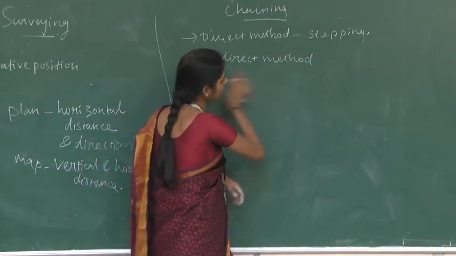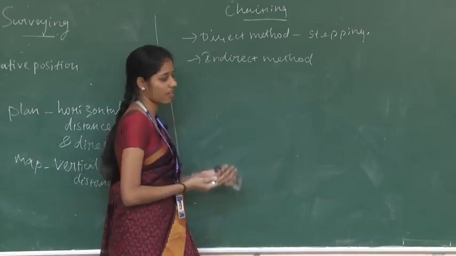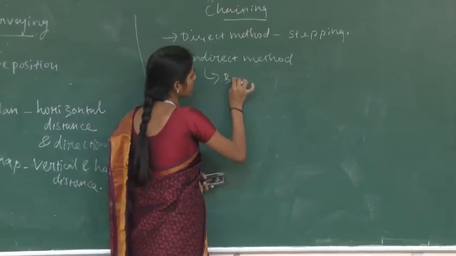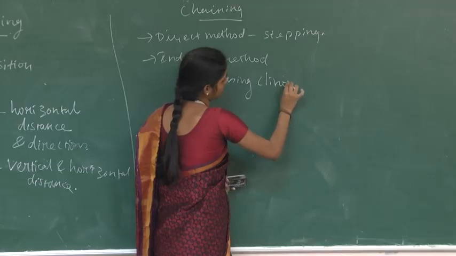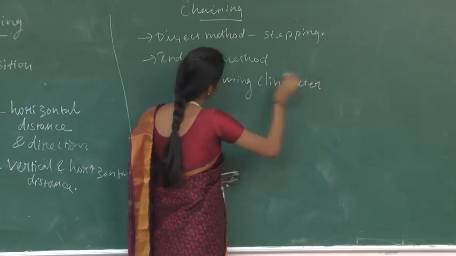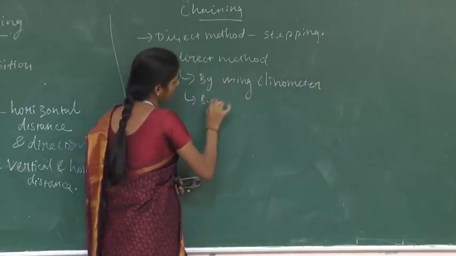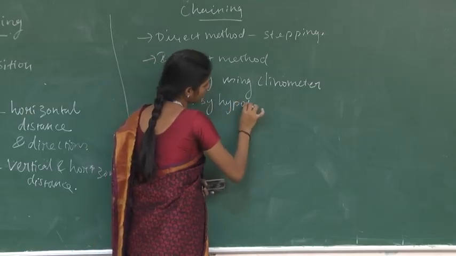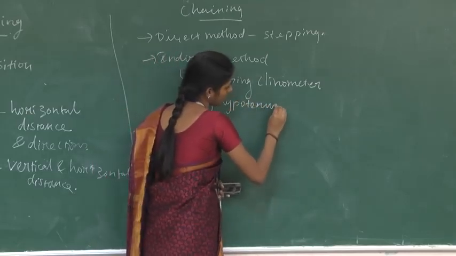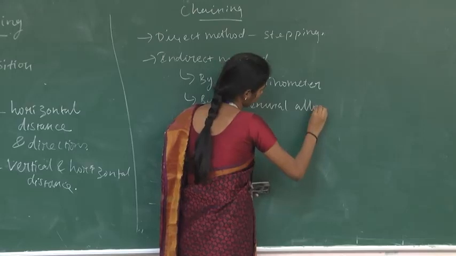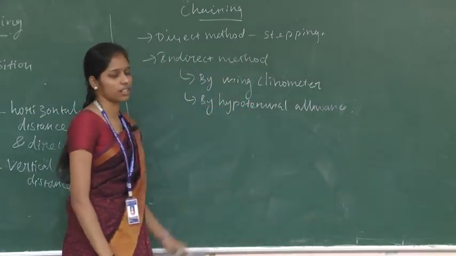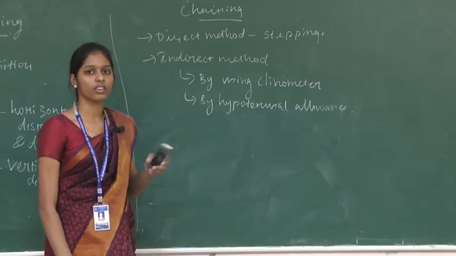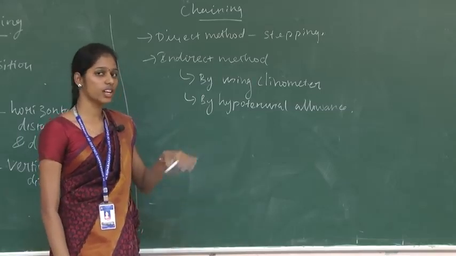While the indirect method of chaining is done by several methods, for example by using a clinometer, by hypotenusal allowance and so on. By using a clinometer. A clinometer is an instrument with which we can measure the vertical angle.